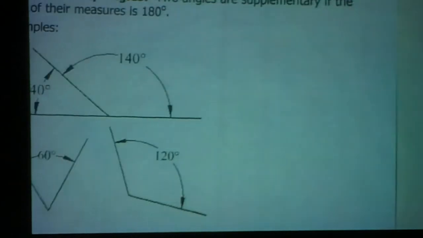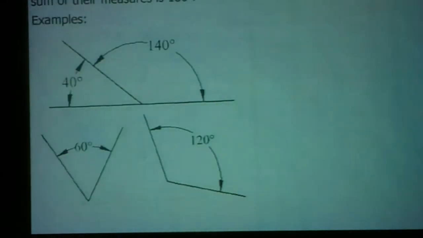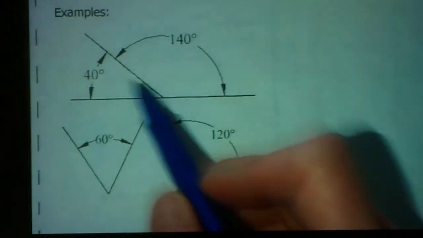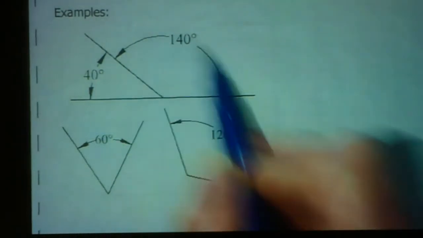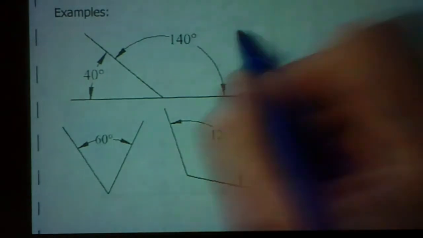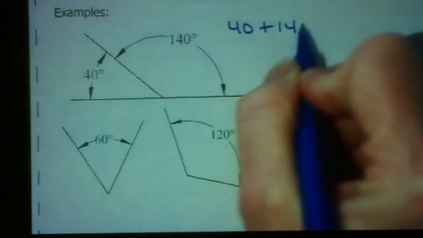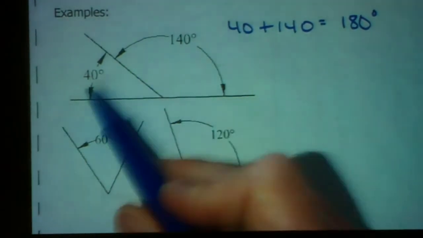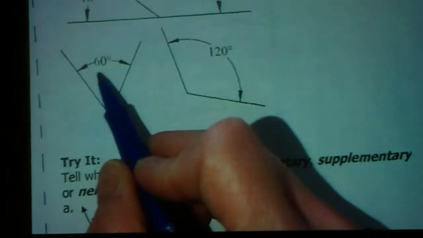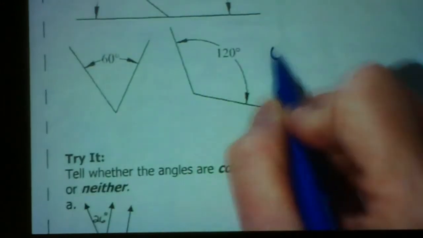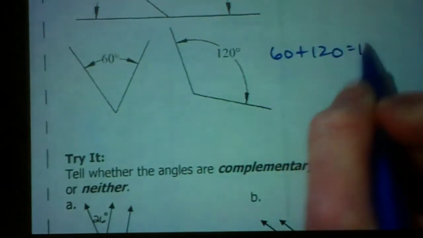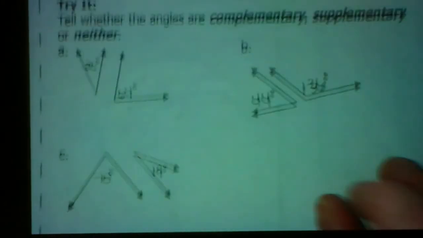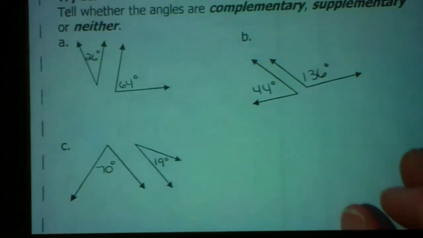Supplementary angles. They are supplementary if their sum is 180 degrees. So in the two examples we have here, we have 40 degrees and 140 and want to know, are these supplementary? Well, 40 plus 140 is equal to 180. So yes, these are supplementary. The next set, I have 60 degrees and 120 degrees. 60 plus 120, yes, 180 degrees. So here are three examples here. Let's see if we can apply what we just learned.